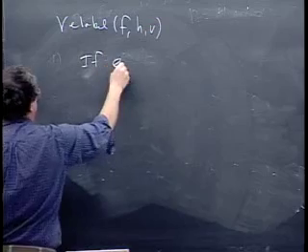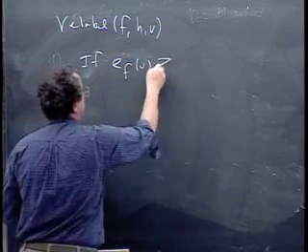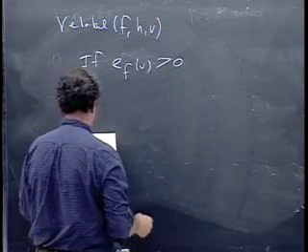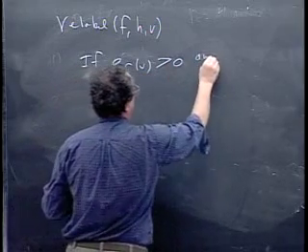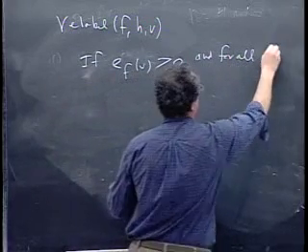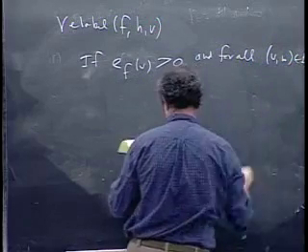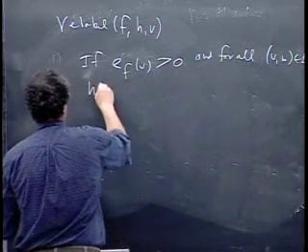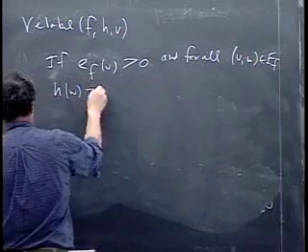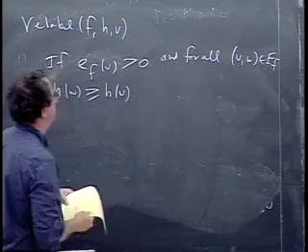So if excess at V, e_f(V), is greater than 0, and for all W, all VW contained in E_f, H of W is greater than or equal to H of V. And so what does this mean?